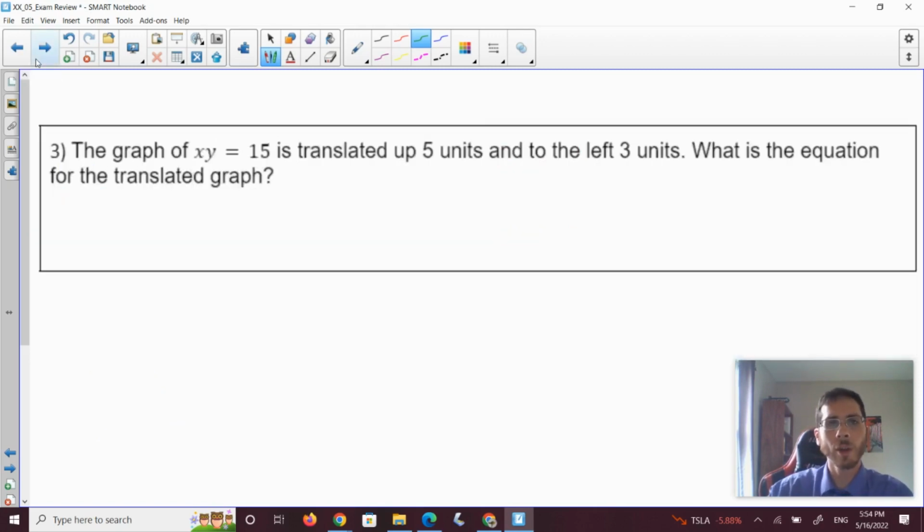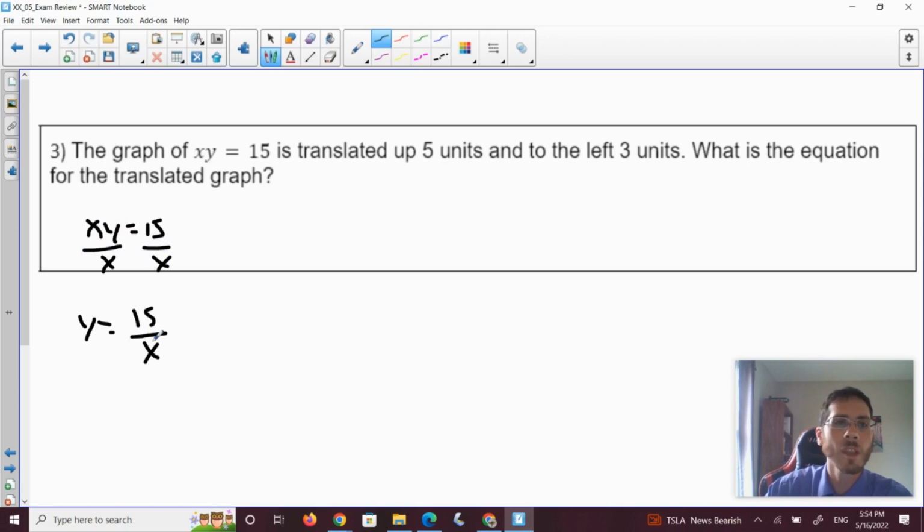All right, let's go on to number 3. So the graph of xy equals 15 is translated up 5 units and to the left 3 units. What's the equation for the translated graph? So I want to turn this into a y equals equation. So xy equals 15. I can divide both sides by x. So y equals 15 over x. And now I can apply my transforms. So the first one I've got is up 5. So we know that I just need to add 5 to the end.